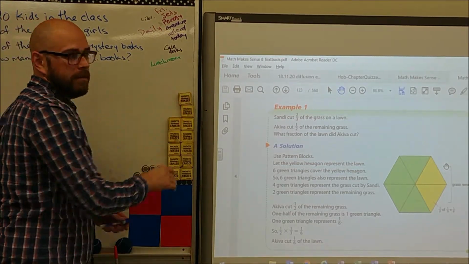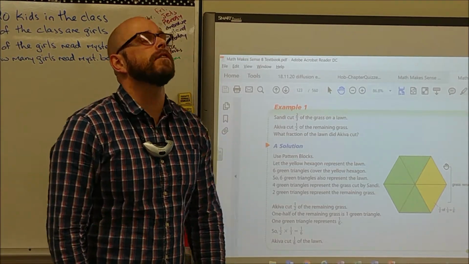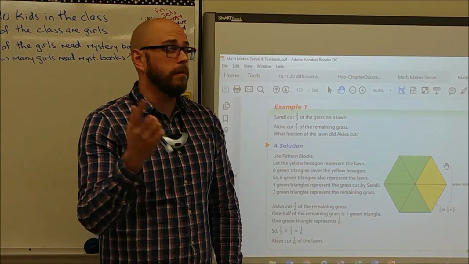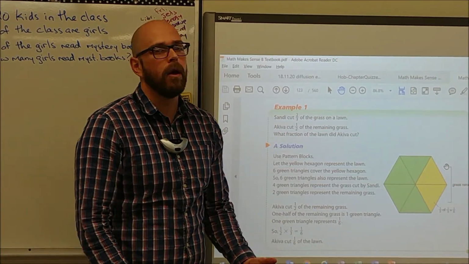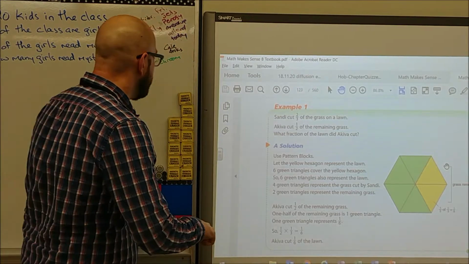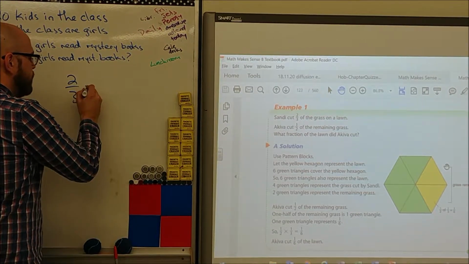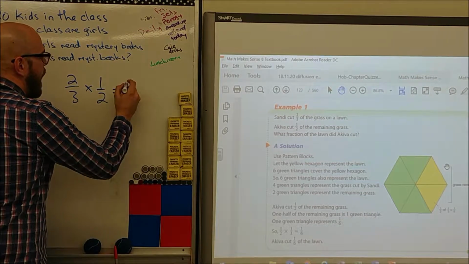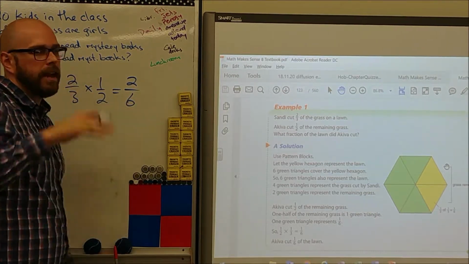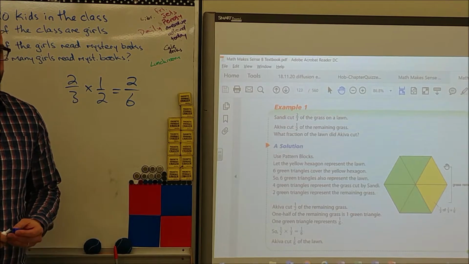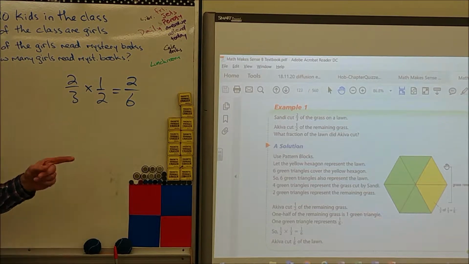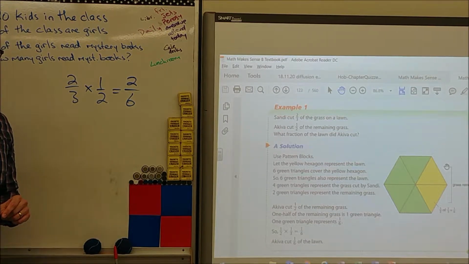This kid, Mr. Ewert's teaching, the kid's like, oh my god, it's so easy. You just multiply the top, you multiply the bottom. This is so stupid. Why do we do this in Mr. Ewert's class? Why does he make me do the models? Well, I just have to go 2/3 times 1/2 is 2/6. Done. Wait, did Akiva cut 2/6 of the grass?